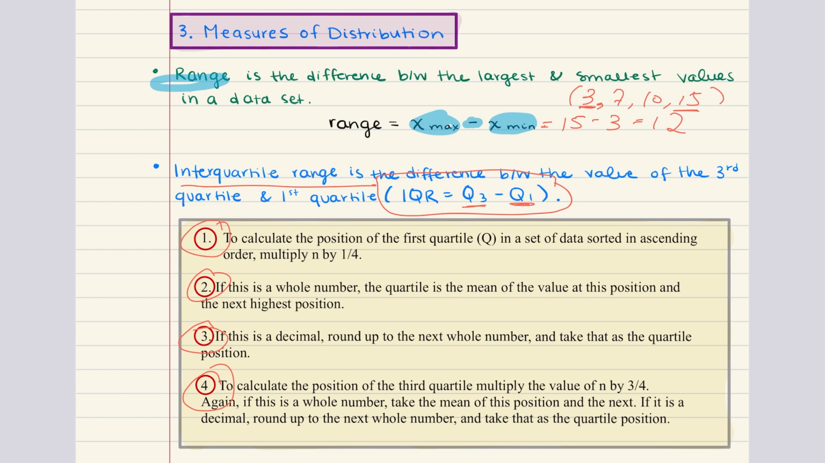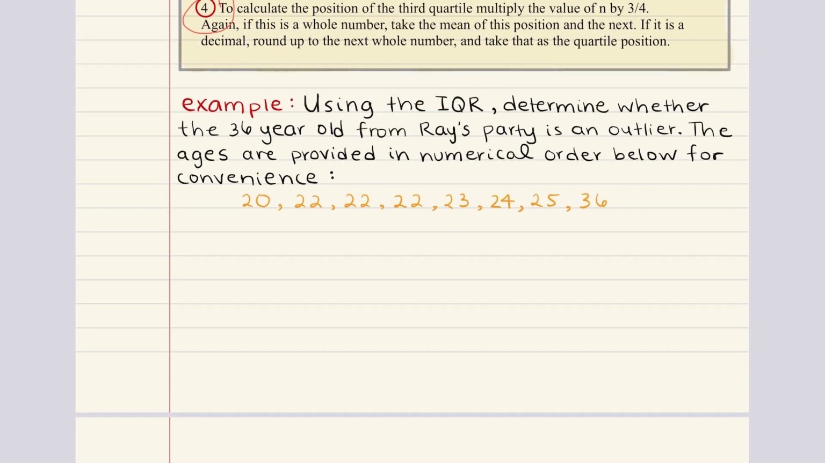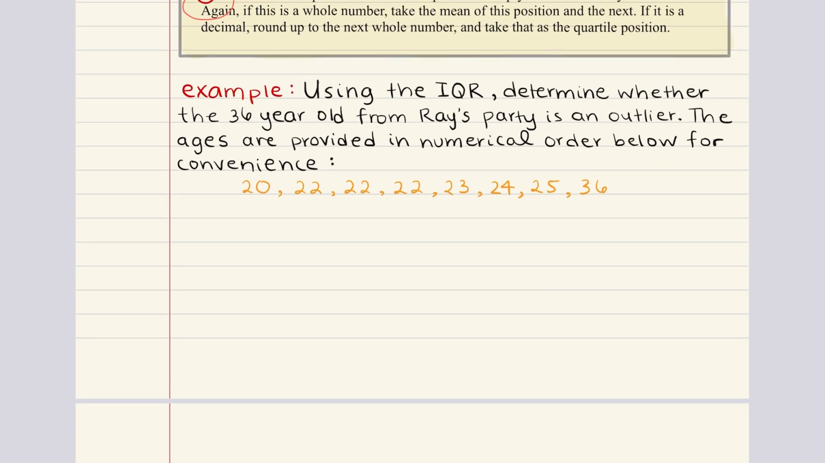Now, this is best understood by doing a practice problem. So let's tackle this one. This one says, using the interquartile range, determine whether the 36-year-old from Ray's party is an outlier. The ages are provided in numerical order below for convenience.